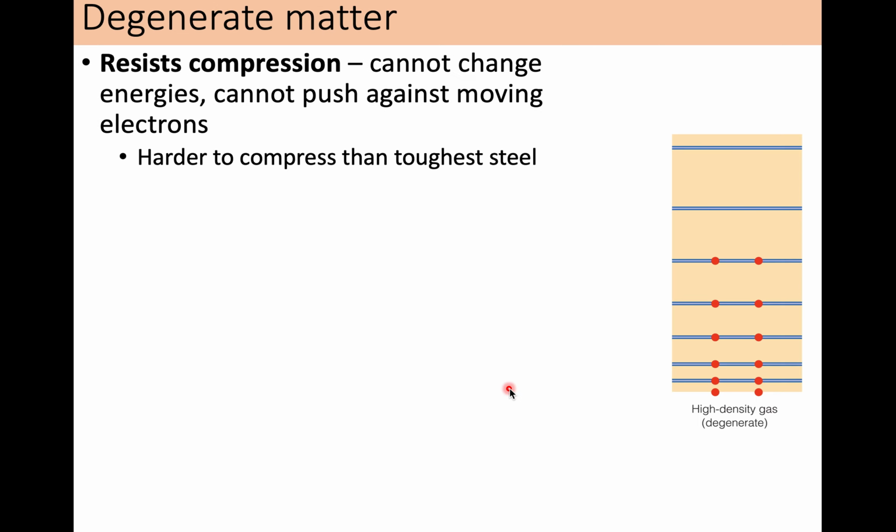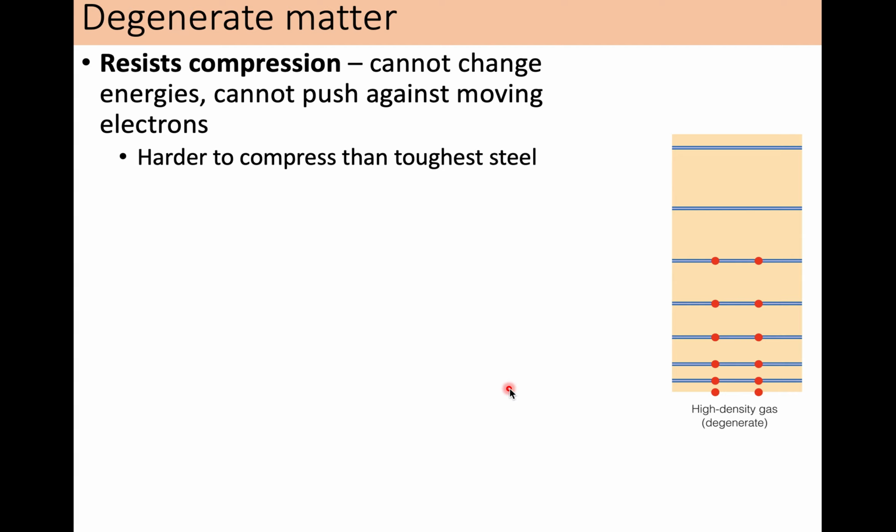So our degenerate matter is really interesting because by the time that the helium core becomes fully degenerate, that matter begins to completely resist compression. So it can't be any further compressed. It cannot change. Can't change energies. It can't push any electrons. It can't push against other moving electrons. You can't do anything with this matter.